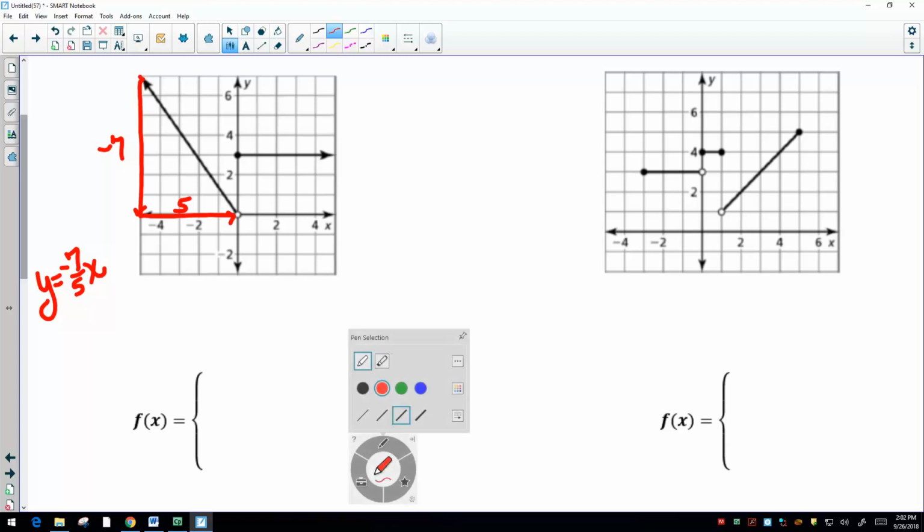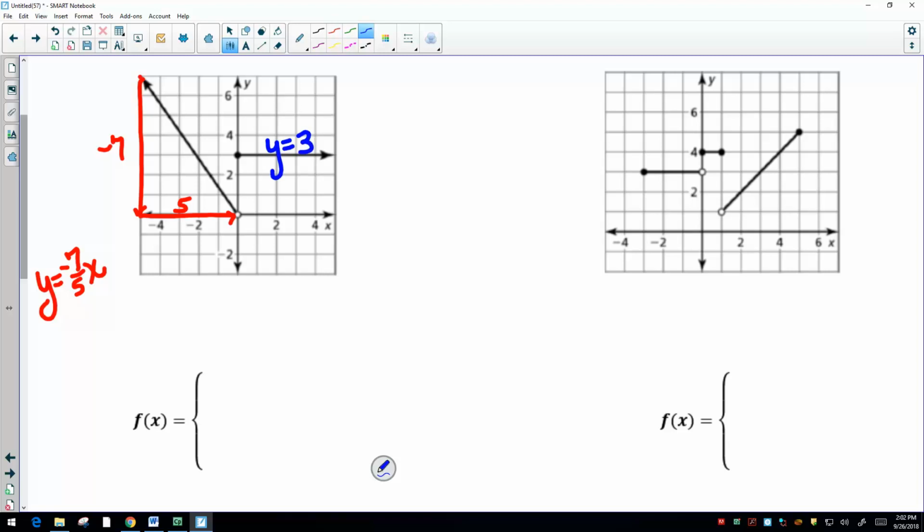Okay, second graph that we have. So if I look at this one, again, it's a horizontal line. It's located at 3, so I know that this equation has to be y equals 3. So at least I have my two parts. Now I have to determine the domain, the restricted domain.